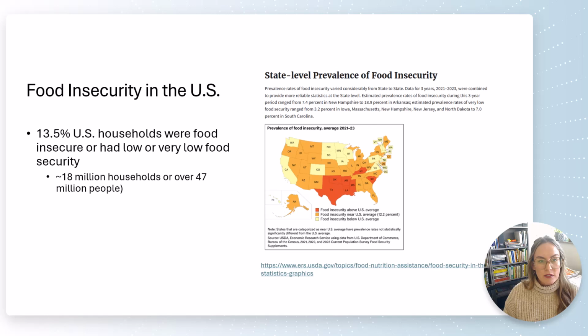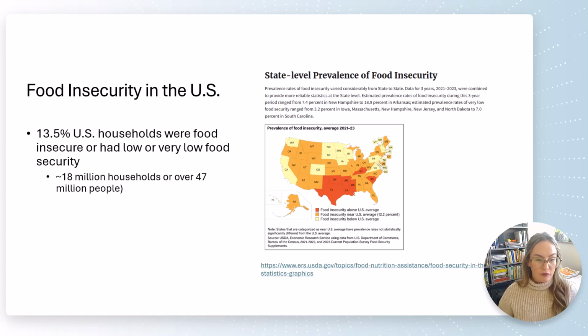Okay, so now we've talked about the difference between food insecurity and malnutrition, what those differences are, and where we're more likely to see them. We talked a little bit about how food insecurity is more common in developed countries like the US. So here is a snapshot of what we're looking at in the US.